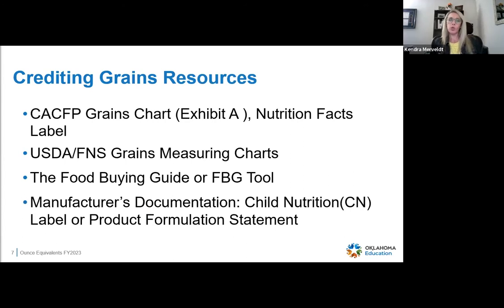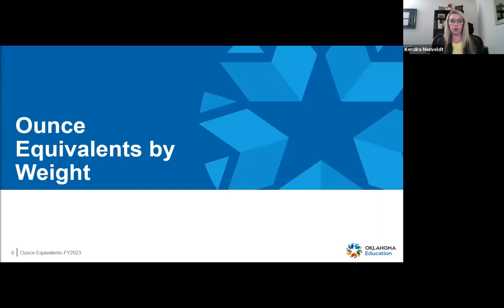So when you're crediting grains, there's the CACFP grains chart, which is what we highly suggest that you use. And you'll look at the nutrition facts label to determine if you're serving enough. You can also use the USDA grains measuring chart, the Food Buying Guide, or the Food Buying Guide tool. And if you have any labels from a manufacturer, such as a CN label or a product formulation statement, you can use that as well to determine if you have enough grain.